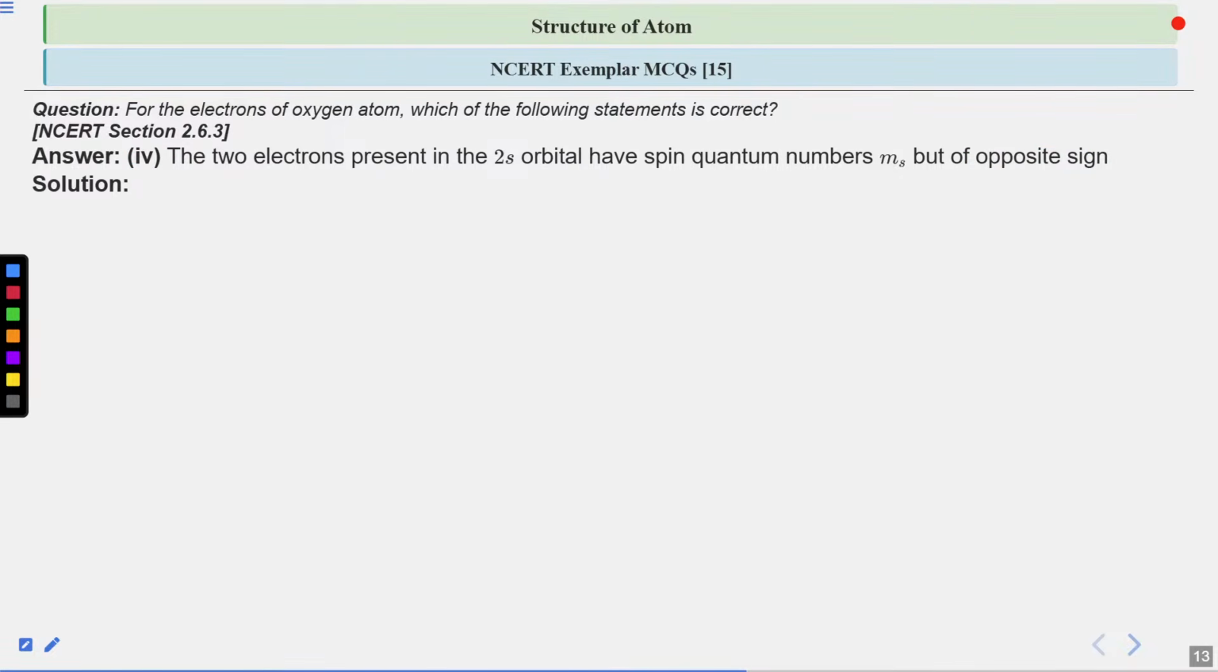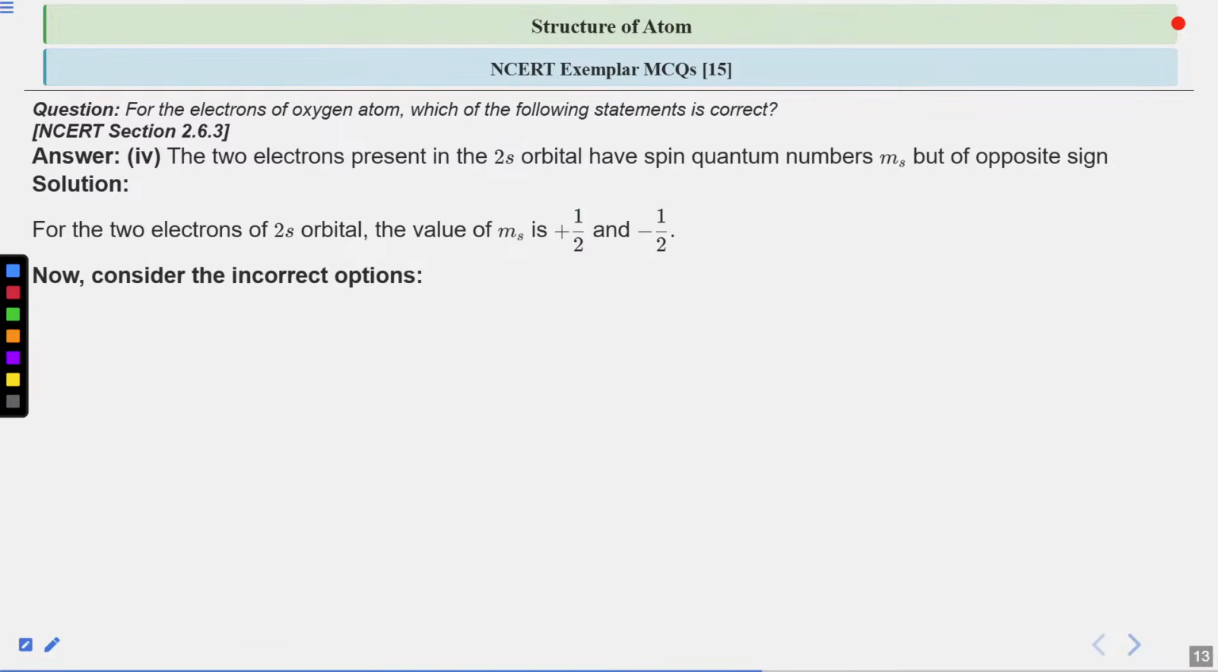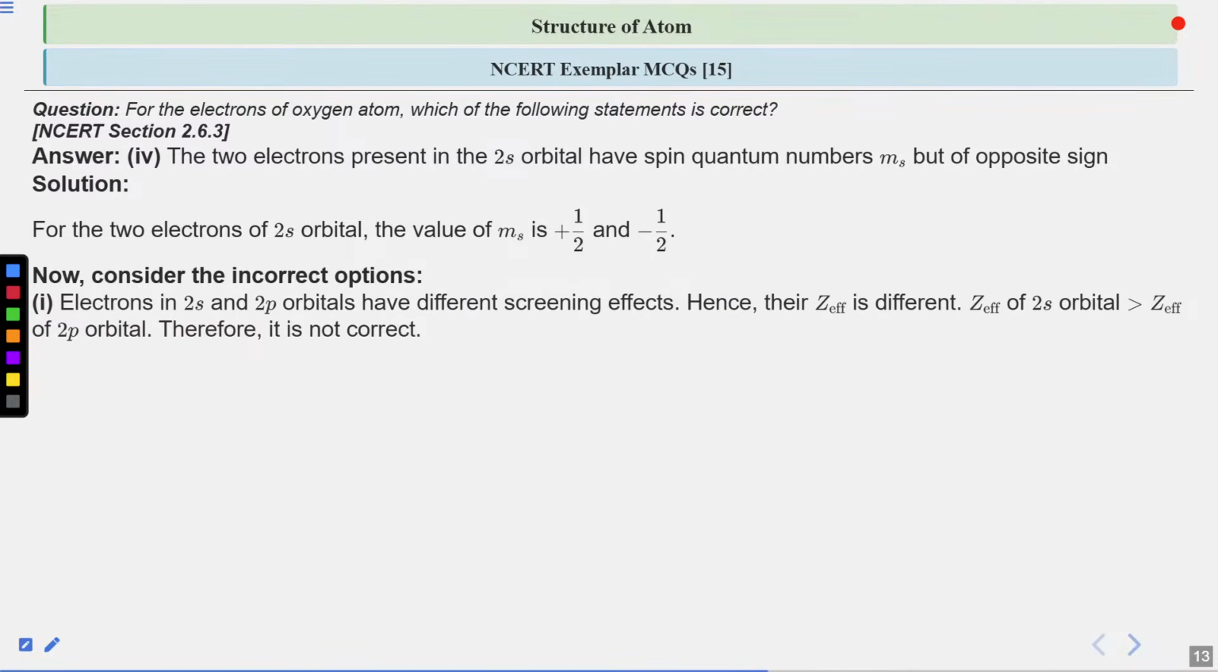Now, how we will look at the other statements, that is important. But before that, let us look at the correct one. One will have plus half and the other will have minus half. Therefore, both will have different spin. Now we'll deal with each and every statement one by one. If you have a doubt, please ask it.